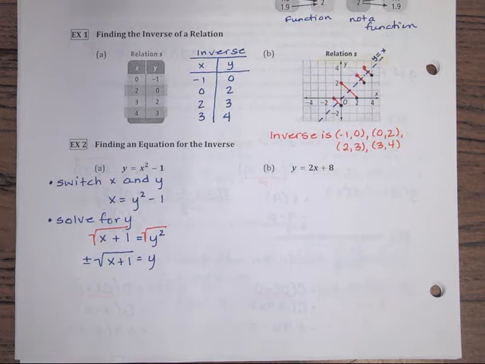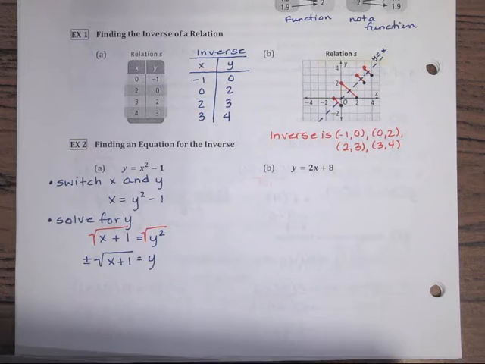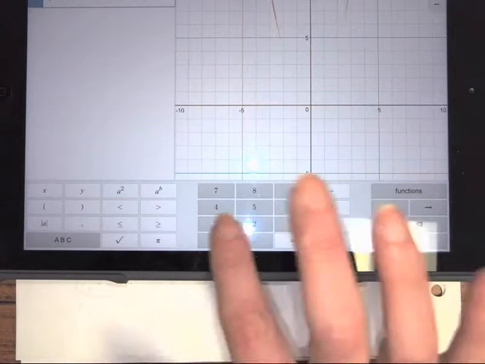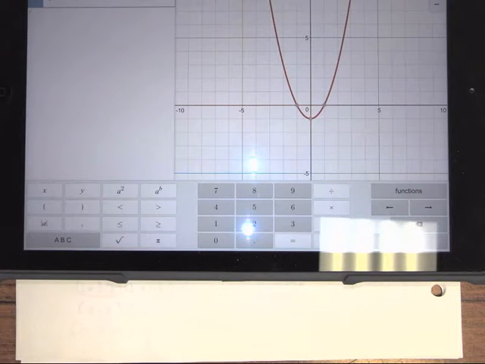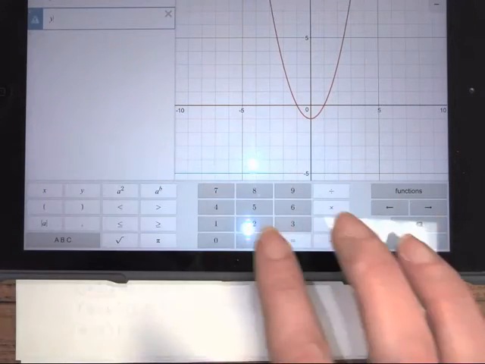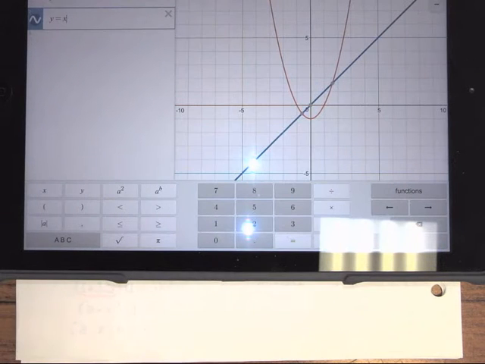Now, here's the cool thing. Let's go to our Desmos, and we're going to put both of these in there. So here's our Desmos. And what was our original function? Y equals x squared minus 1. So y equals x squared minus 1. There it is. And let's put in that line y equals x so you can see it. So y equals x. There it is, blue line. So we're going to reflect our parabola the other way.